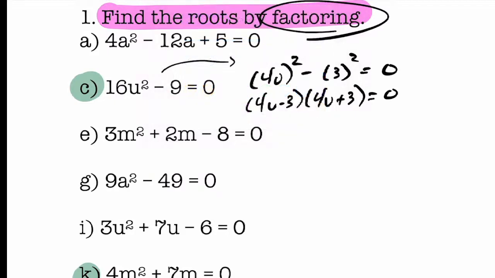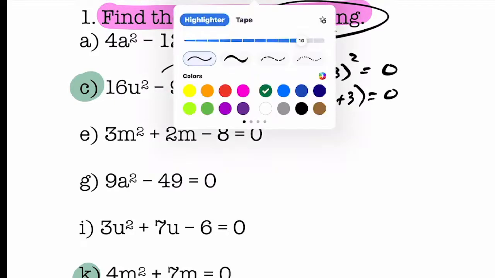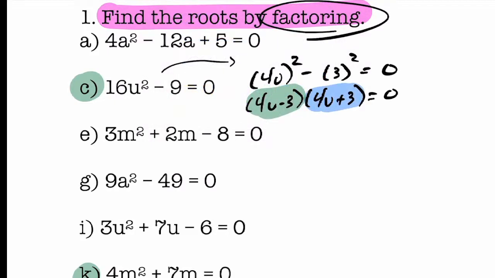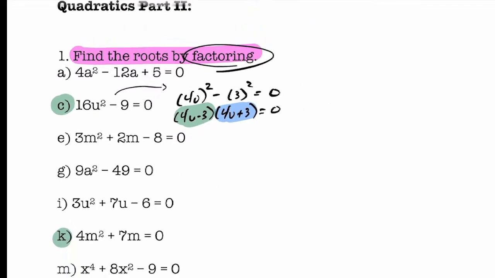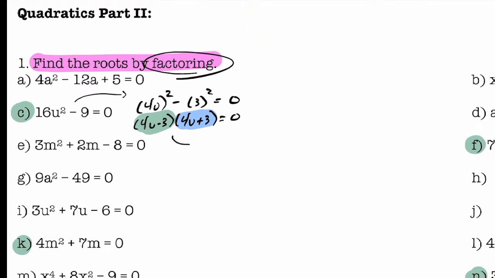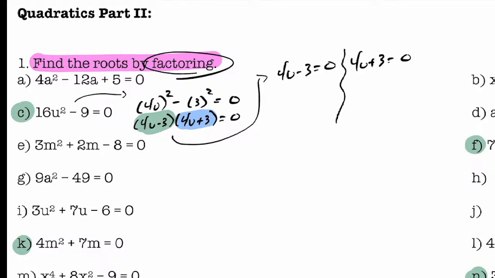So now I have the product of two expressions equal to 0. The only option is that one of these has to be 0. It must be the case that 4u minus 3 is 0, or 4u plus 3 is 0, which means u is 3/4, or u is minus 3/4. Those are our two options.